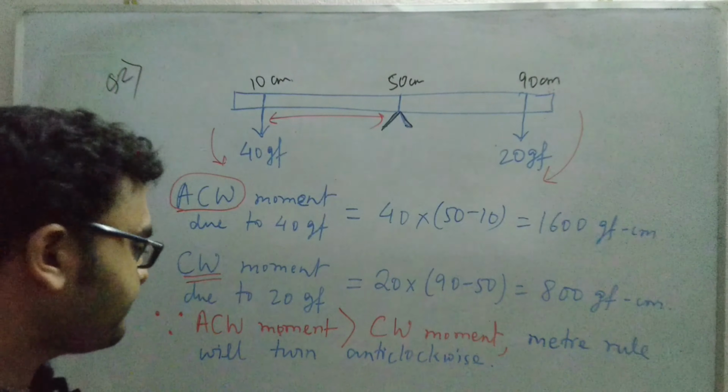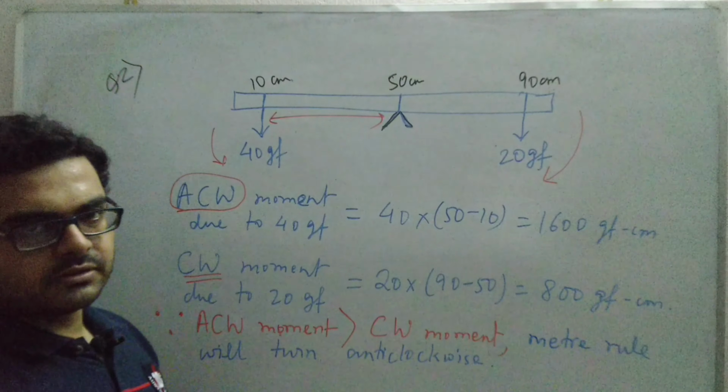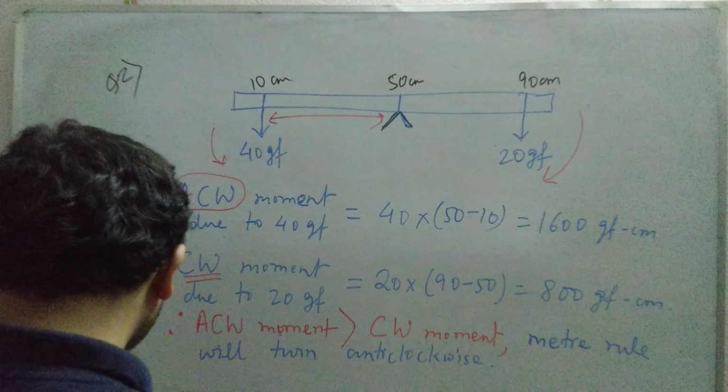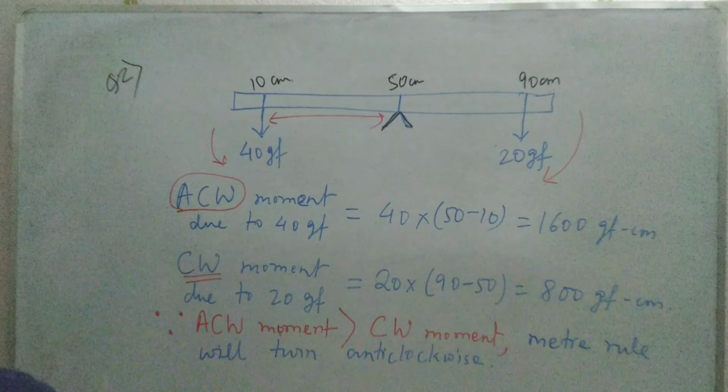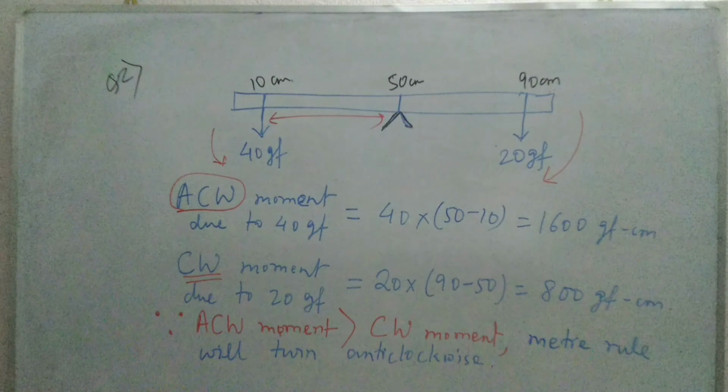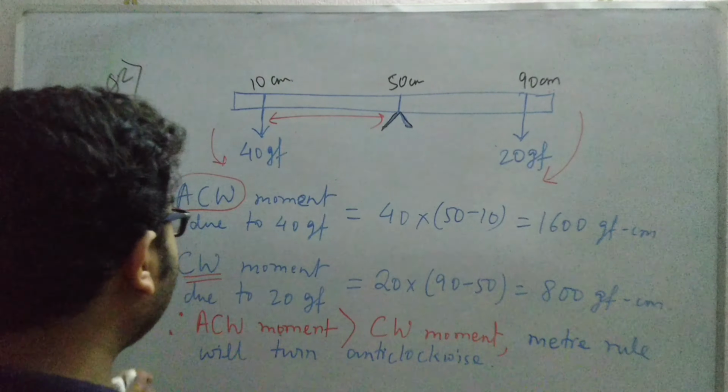Fine. So the first part of the problem has been solved. The meter rule is not in equilibrium, and obviously from calculation you can see that the anti-clockwise moment is greater than the clockwise moment. Hence the meter rule will turn anti-clockwise. Now let us come to the second part of the problem. It has been asked how you can bring the meter rule in equilibrium by using an additional weight of 40 GF.